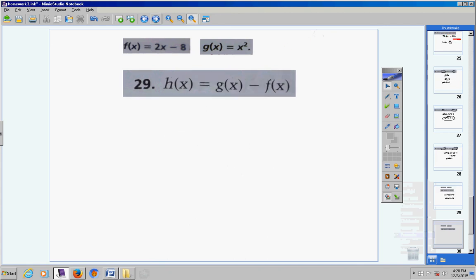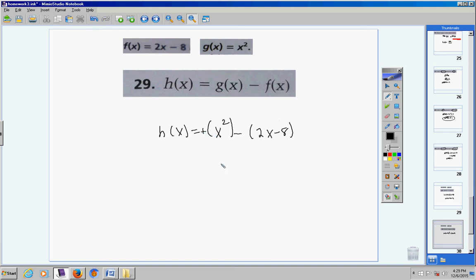Alright, moving on to number 29 now. Okay, so our h of x function, we're going to take our g function, which is right here, x squared, minus our f function. Be sure and put your f function in parentheses, because you're subtracting the entire function, not just 2x, okay? And really, technically, I should put this in parentheses also, okay? So it's x squared minus 2x minus 8. Now, if these two parentheses were side by side, like this, then obviously we'd be multiplying. We would take the x squared and we'd multiply it through, okay? But that's not the case.